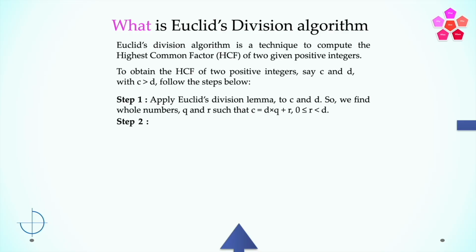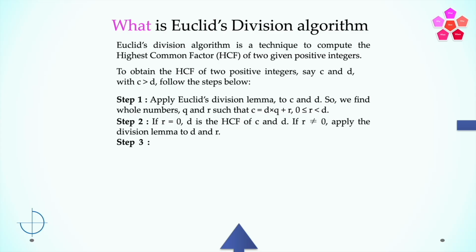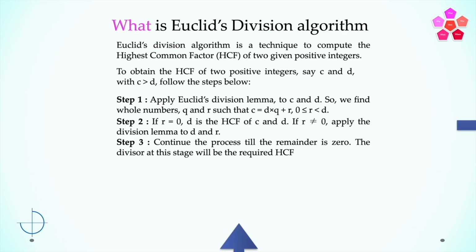Step 2 is to check if r is equal to 0, then d is the HCF of c and d. If r is not equal to 0, then we apply the division lemma to d and r again. Remember, it is d and r and not d and c. Step 3 is to continue the process till the remainder is 0. The divisor at this stage will be the required HCF.